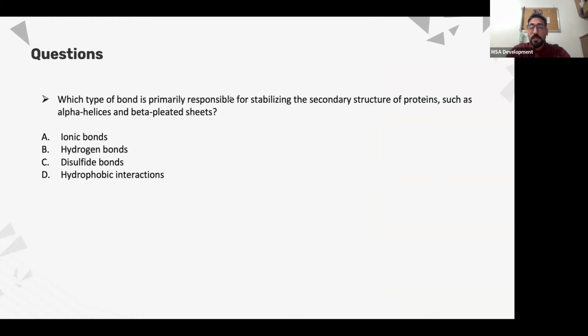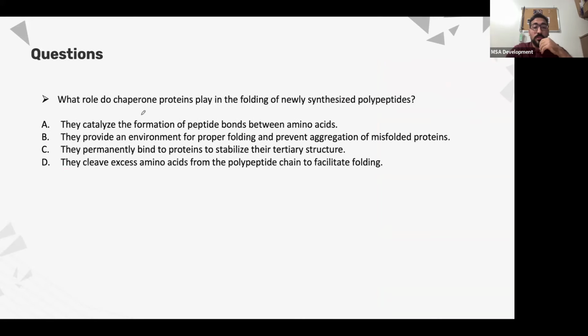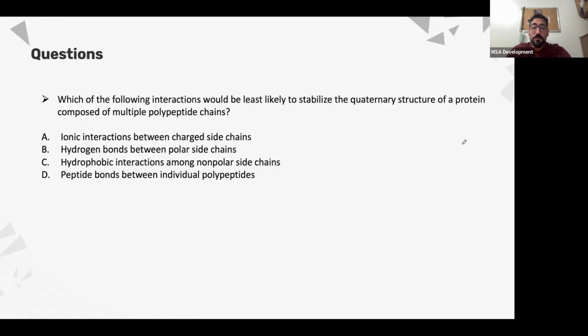So, which type of bond is primarily responsible for stabilizing the secondary structure of proteins? It's the hydrogen bond. As I said, the primary is the peptide bond, and in the tertiary we have a lot of other bonds. Now, what role do chaperone proteins play in folding of newly synthesized polypeptides? Think for 5 seconds, pause the video if you want, and the answer here is B, because they provide an environment for folding of the proteins, preventing aggregation and misfolding of proteins.